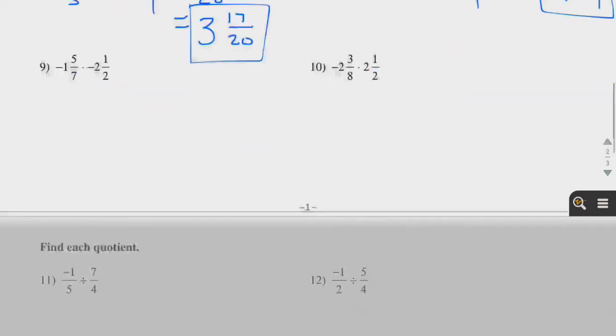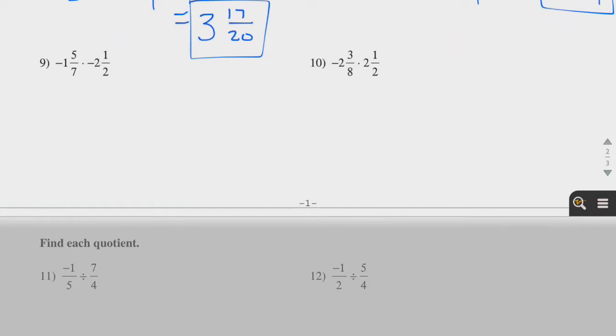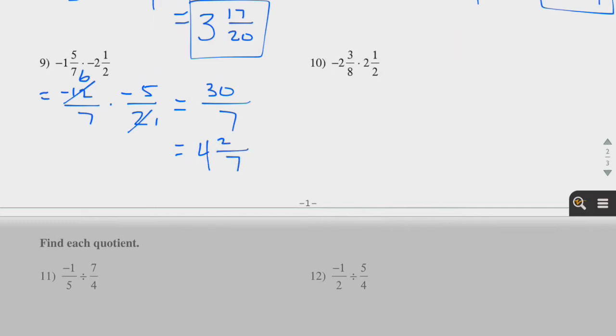Okay, number 9. Negative 1 and 5/7 times negative 2 and 1/2. So we go ahead and rewrite it as an improper fraction again. 7 times 1 is 7, plus 5 is 12. So we get negative 12 over 7 times 2 times 2 is 4, plus 1 is 5, so we get negative 5 halves. We can reduce the 12 and the 2. They both have a common factor of 2. 2 goes into 12 6 times, 2 goes into 2 once. Multiply straight across. Negative 6 times negative 5 gives us positive 30 over 7. 7 goes into 30 4 times with 2 left over, 7. So we get 4 and 2/7.